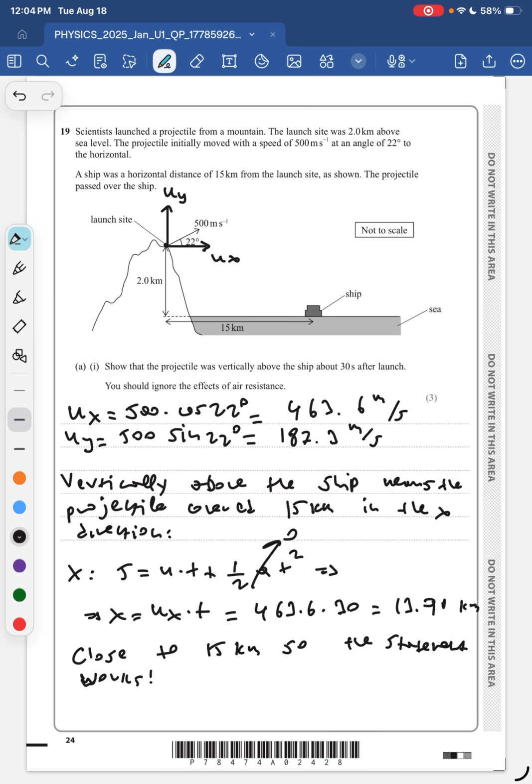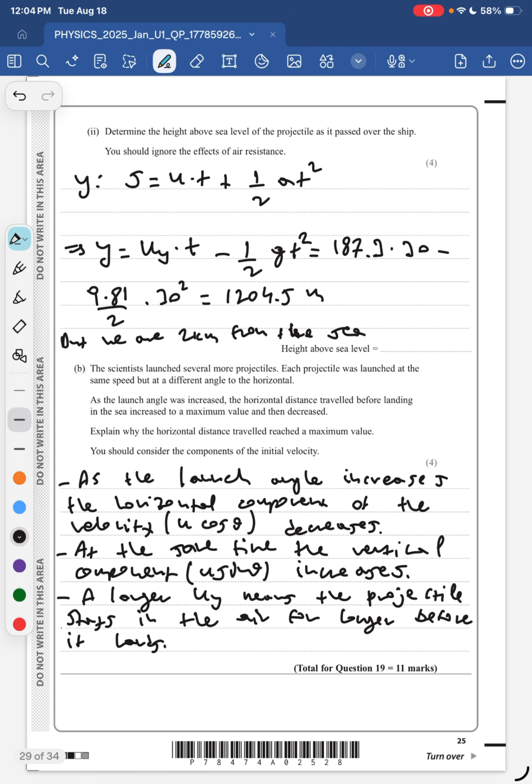The horizontal distance is proportional to ux times t. So as the angle increases, ux decreases, but t, the time of flight, depends on uy. So these two effects kind of cancel each other. So this was question 19.